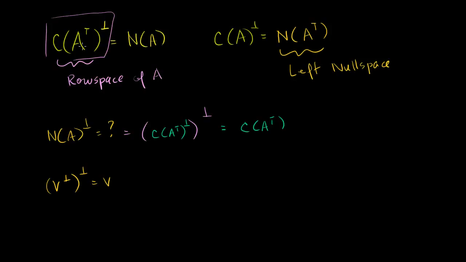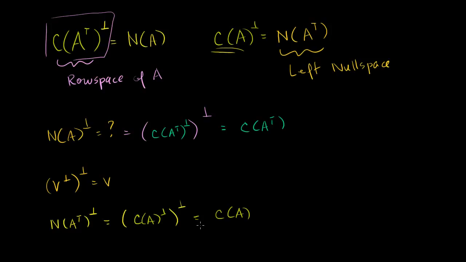So the orthogonal complement of the row space is the null space, and the orthogonal complement of the null space is the row space. And we can apply that same property on this side right here. What is the orthogonal complement of the left null space of A? Well, this is going to be equal to the orthogonal complement of the orthogonal complement of the column space, because that's what the left null space of A is equal to. And we just learned in the last video, if you take the orthogonal complement of the orthogonal complement, it equals the original subspace. So this is just equal to the column space of A.